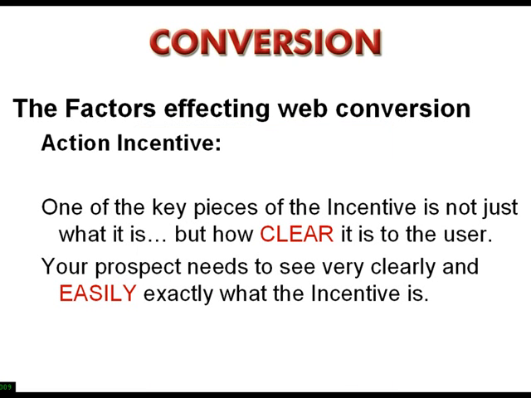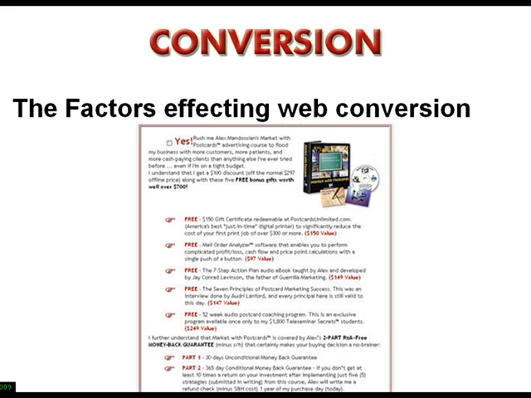Now, one of the key pieces of the incentive is not just what it is, but how clear it is to the user. Your prospect needs to see very clearly and easily exactly what the incentive is. Now that same piece that I just showed you is actually going to be at the bottom of his actual sales page too. And then when they take you over to the purchase, they re-emphasize everything. They rebuild it all for you to make sure that you see exactly what it is you're going to get.